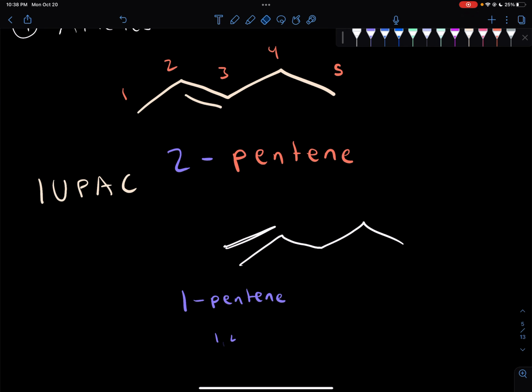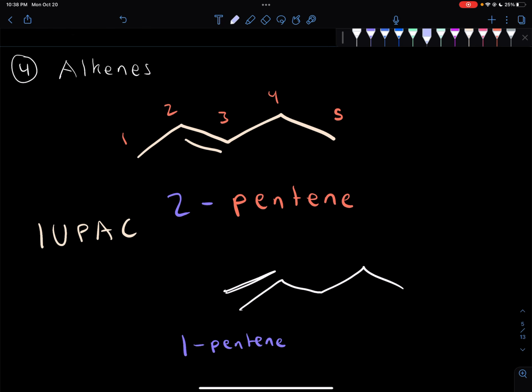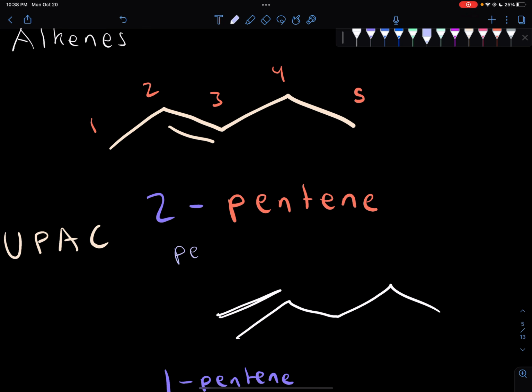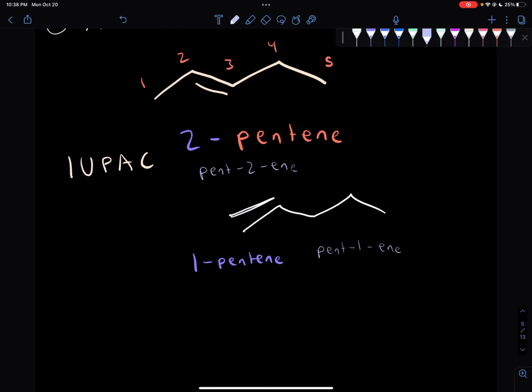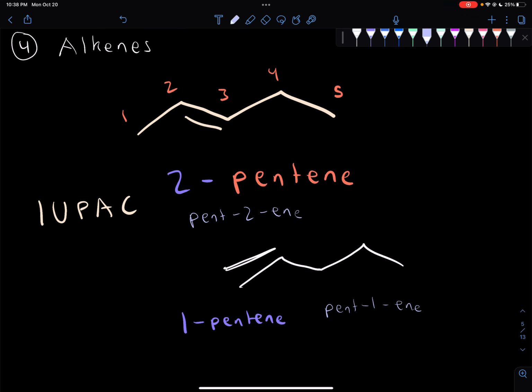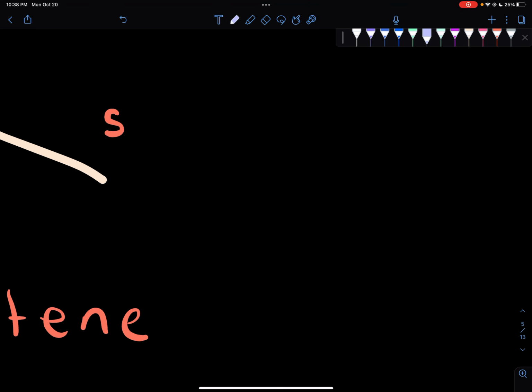Now, this is the original method of naming it, but the newer way, and something you should still recognize, is that you can call it like this: pent-2-ene. And over here, pent-1-ene. It might seem silly why we do this, but I'll just give you a little glimpse of how it can be helpful.